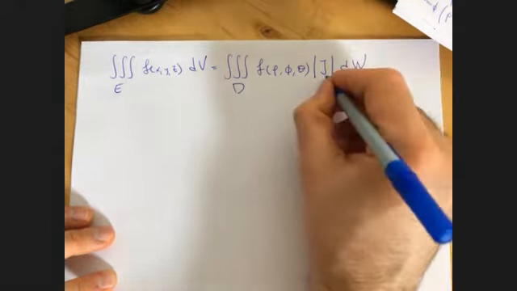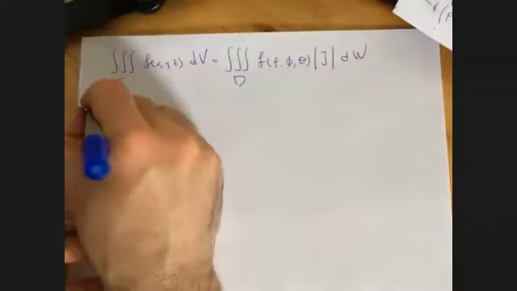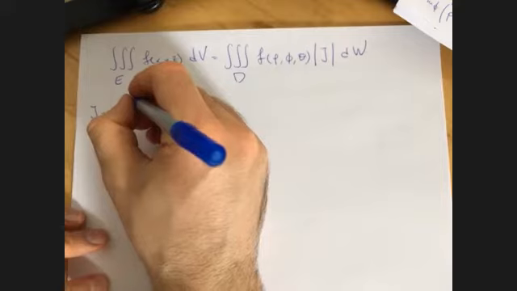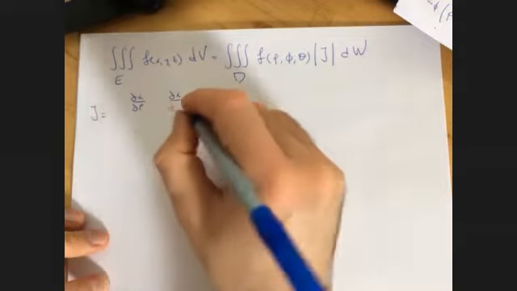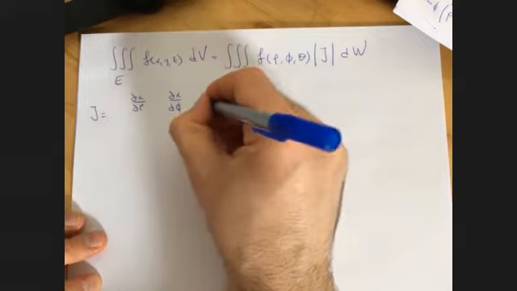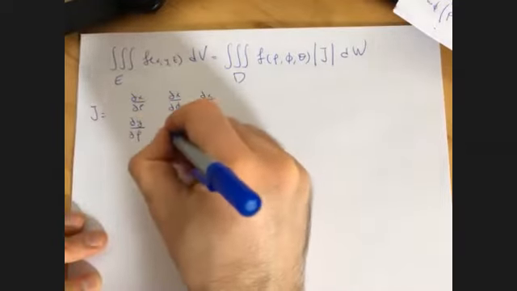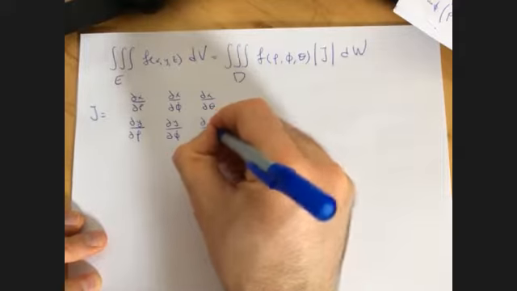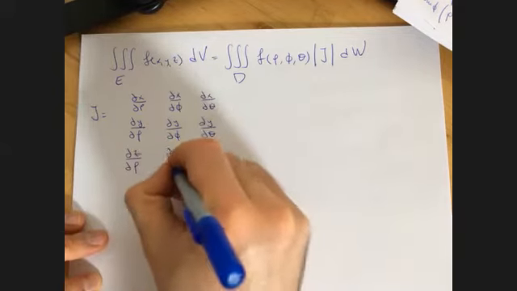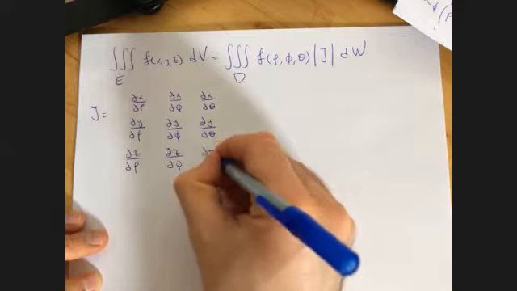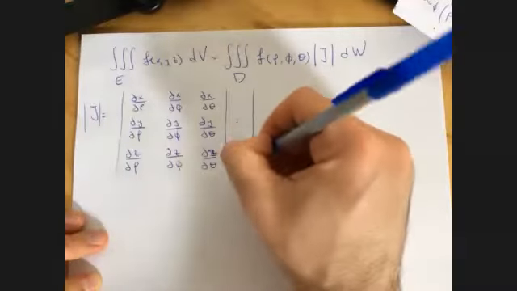So the question is, what is the determinant of this Jacobian matrix? The Jacobian is just the matrix consisting of the partial derivatives: partial x partial rho, partial x partial phi, partial x partial theta, partial y partial rho, partial y partial phi, partial y partial theta, partial z partial rho, partial z partial phi, partial z partial theta. And now find the determinant of this.